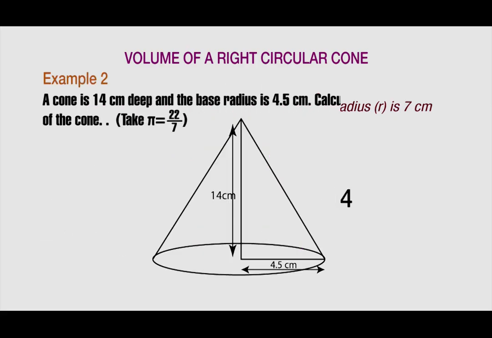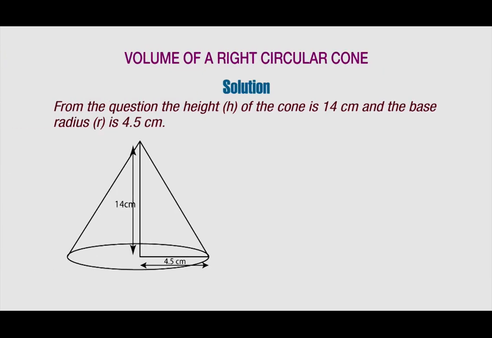Let's take another example. A cone is 14 centimeters deep and the base radius is 4.5 centimeters. Calculate the volume of the cone. We take pi to be 22/7. Now the solution is like this. From the question, the height of the cone is 14 centimeters and the base radius r is 4.5 centimeters. In the diagram, you can see height 14 centimeters and radius 4.5 centimeters.